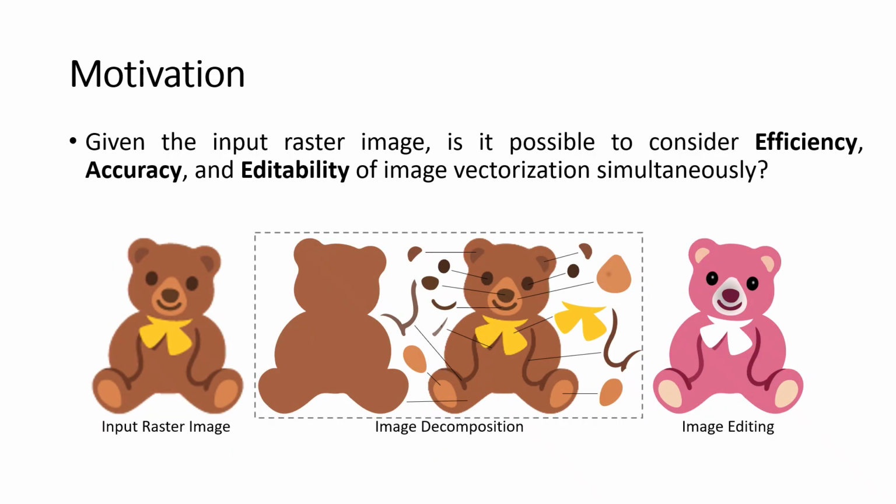Inspired by this observation, we propose to explore whether the efficiency, accuracy, and editability of image vectorization can be simultaneously achieved when given an input raster image. In contrast, our approach introduces adaptive parameterization, where both the number of paths and the control points on each path are dynamically adjusted based on the complexity of the image. This enables more compact and accurate representations for simple regions and richer, more detailed vectorization for complex ones, striking an effective balance between computational efficiency and flexible editability.